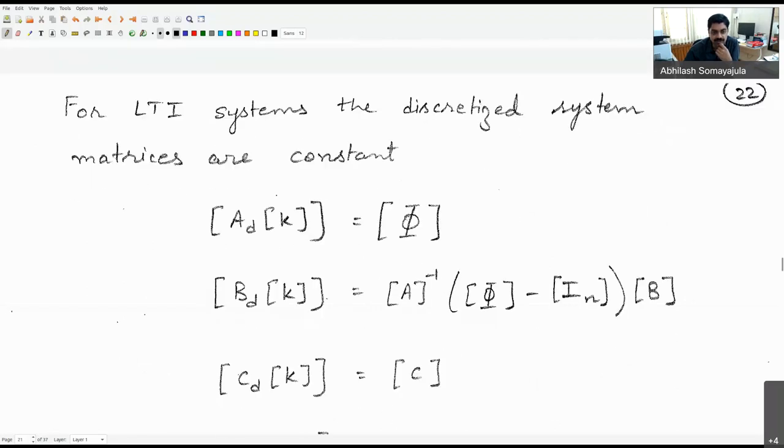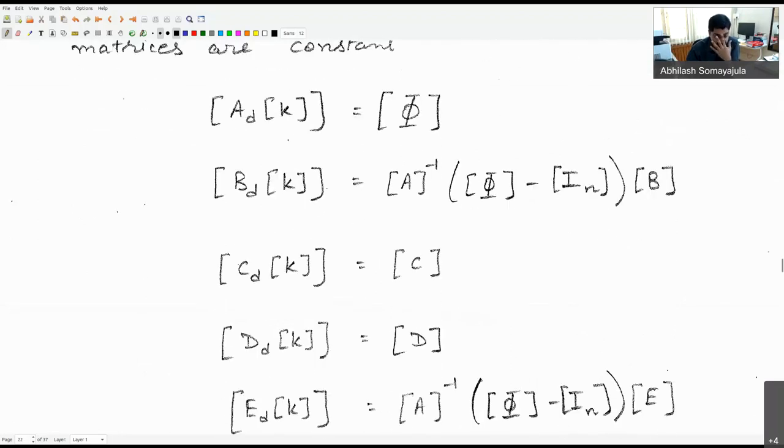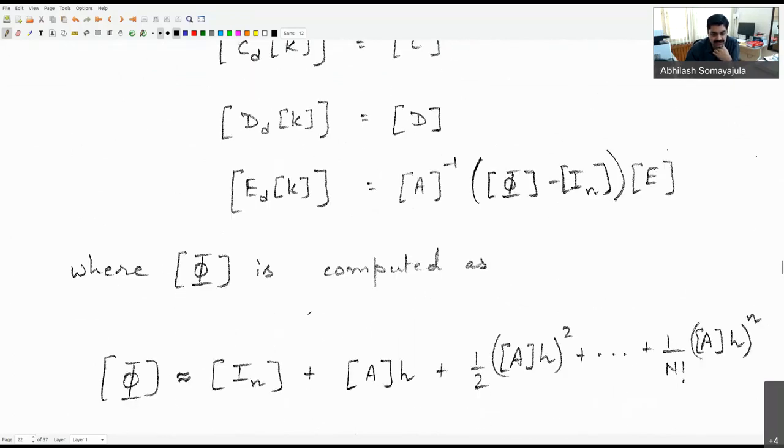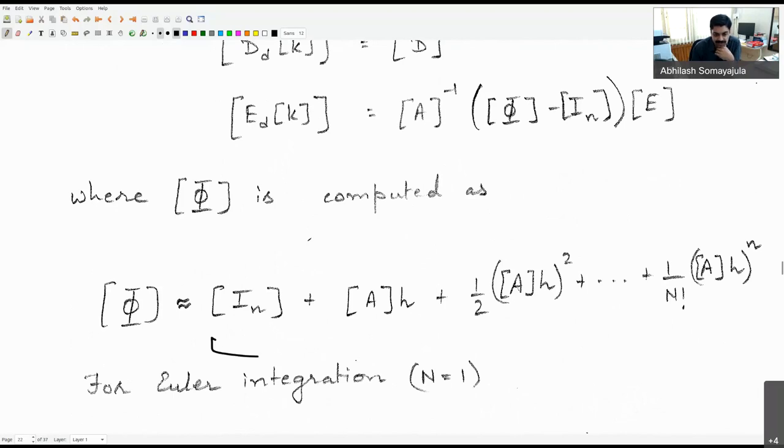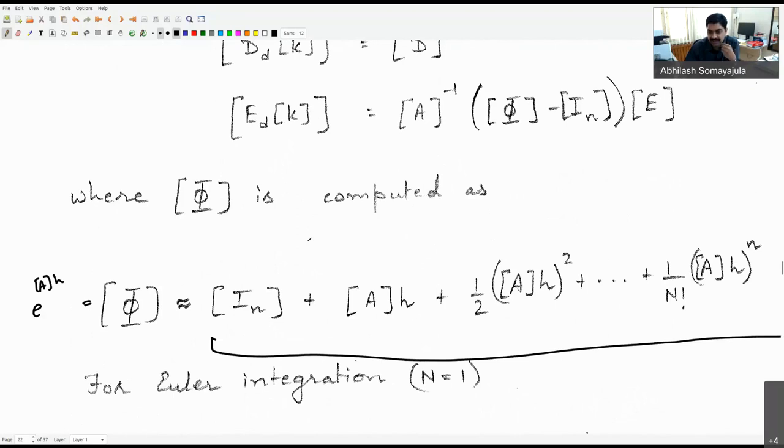Now, it can be shown that, especially if the system is linear time invariant, then the discretized matrices are constant, which means they do not vary with time, and AD is given by phi, where phi is the matrix which is computed as you see here. In other words, it is nothing but a matrix exponential of A times h. This is not the same as taking each term as an exponent of e to the power that. That's not what this means. The definition is given as the Taylor series which you see on the right hand side. Notice that it doesn't mean that I take every term in the matrix and just do e to the power that. That's not the same as this. This is called a matrix exponential.